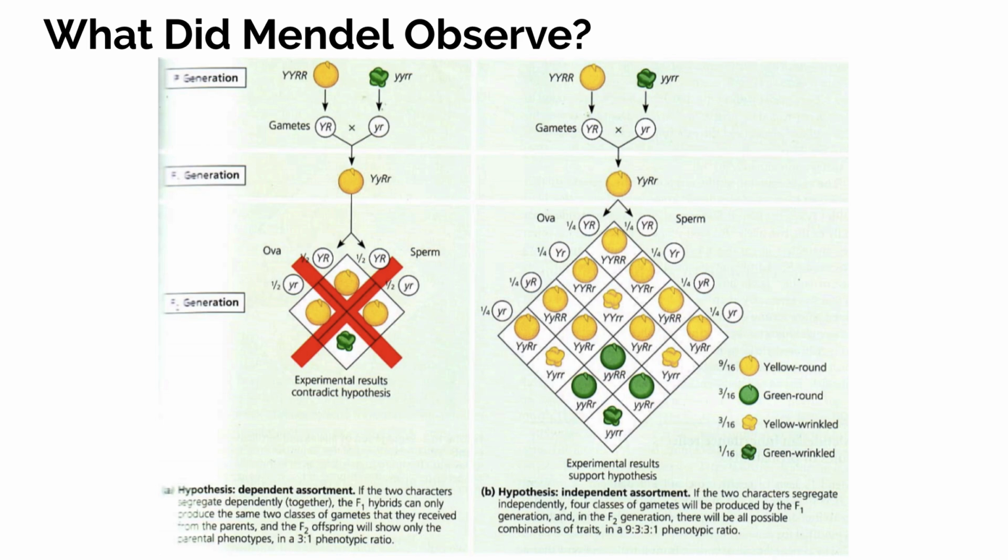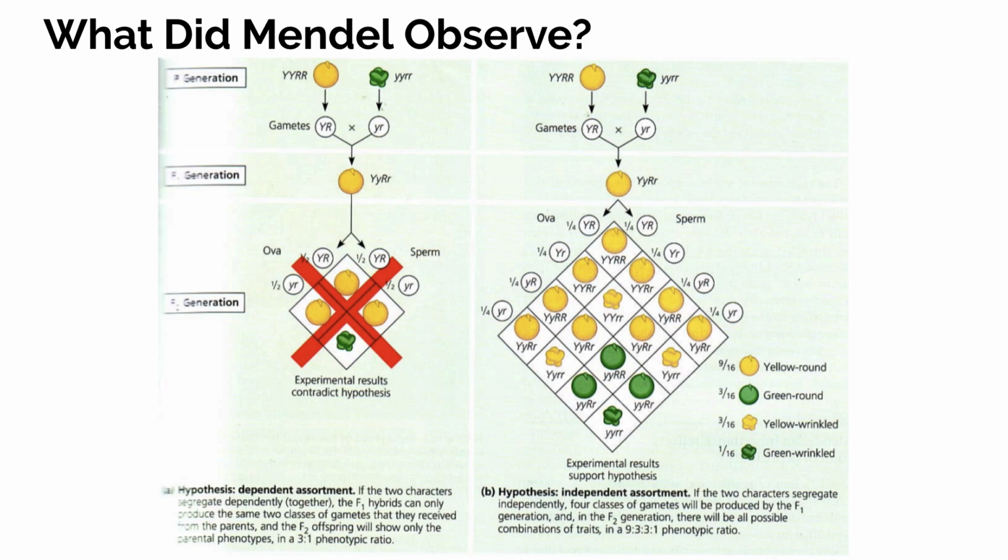So when we want to predict 2 traits at a time, which we call a dihybrid cross, we can't just do a 4-square Punnett square anymore. We actually need a 16-square Punnett square in order to correctly predict this inheritance. What we also see is that the ratios change. The phenotypic ratios used to be a 3-to-1 ratio, but now what we see is a 9-to-3-to-3-to-1 ratio.